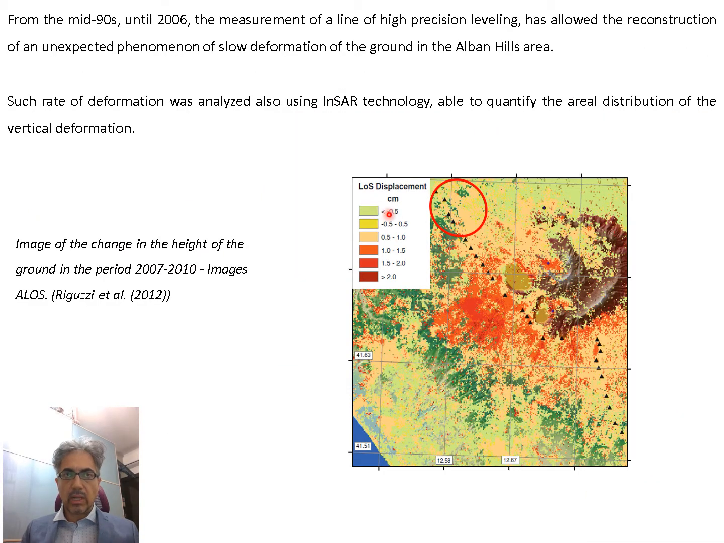In this slide, we can observe how the area that we have chosen, here in the red circle, is in any case affected by the movement of the Alban Hills, as evidenced by this study with InSAR technologies, where we can see that the largest displacements are here, where very recently some earthquakes still occurred.